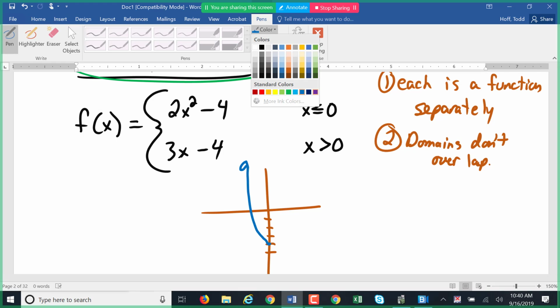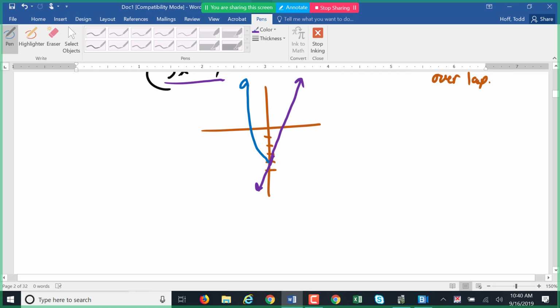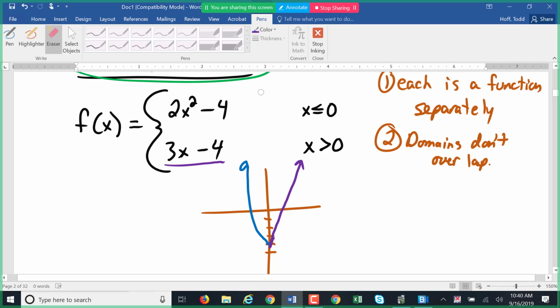And then the second function, 3x minus 4. Well, that looks like that. But again, we only want that to go for values greater than 0. So not even at 0, but at all values above 0. So I don't need this piece here. So those two pieces of those two functions put together, the part of a parabola there and the straight line here, make that piecewise function.